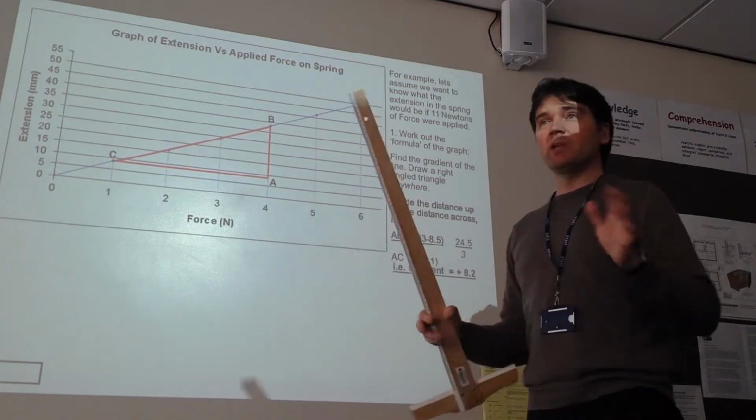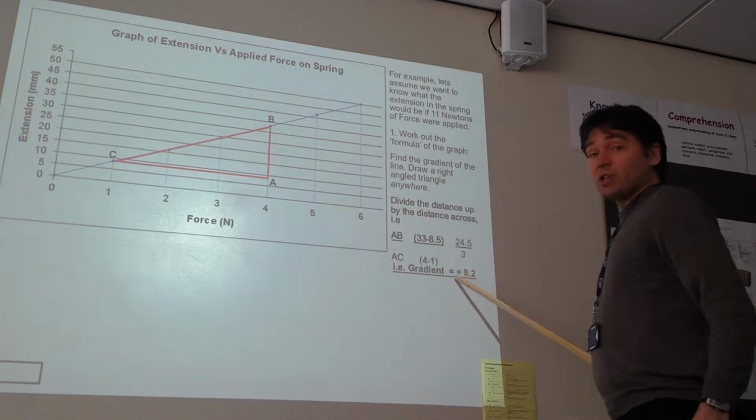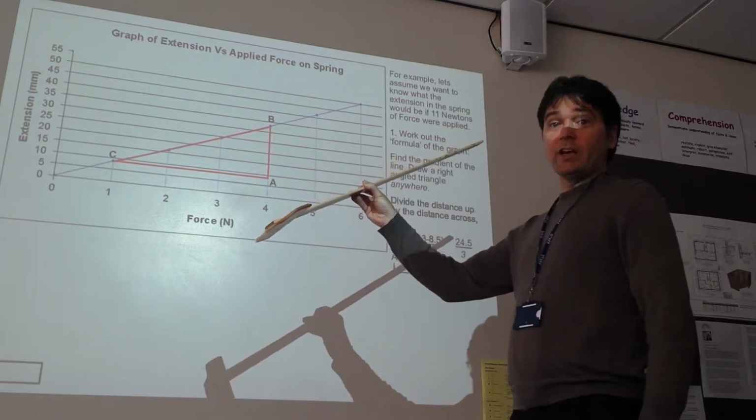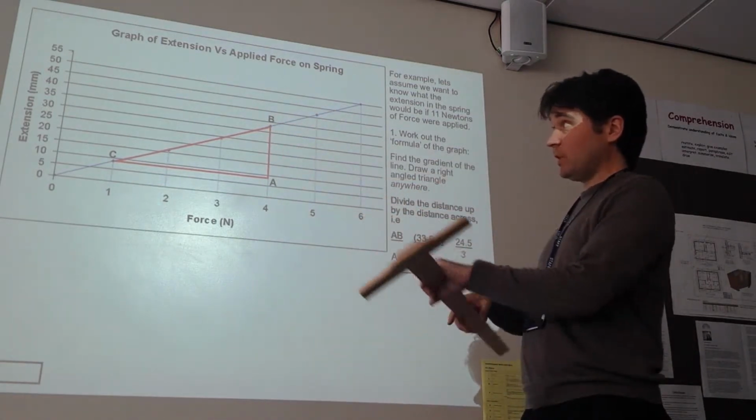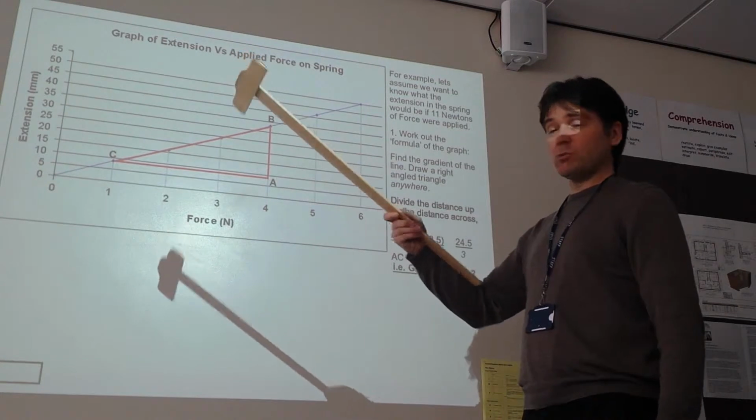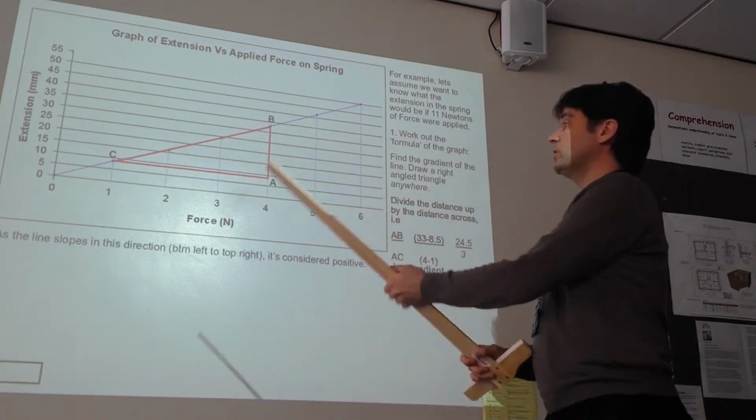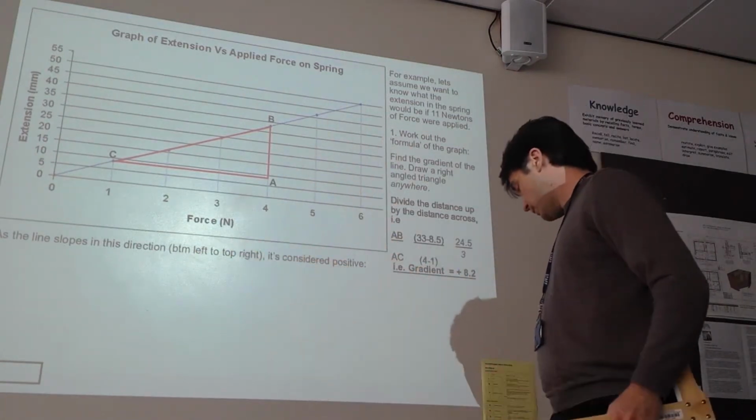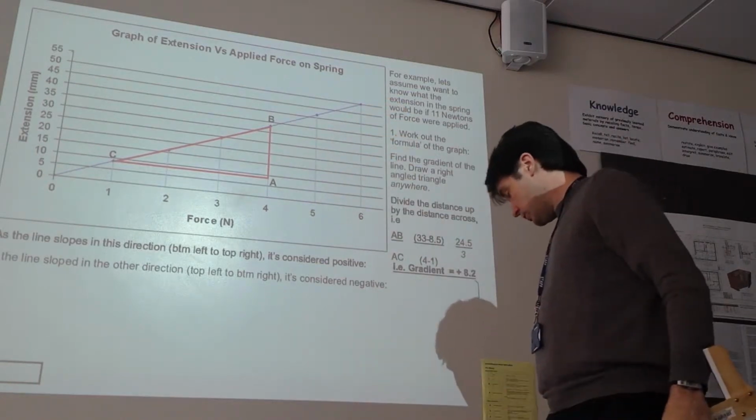It's not 8.2 millimetres, it's just 8.2. And the reason I've shown it with a plus sign in front is because a positive gradient goes that way, and a negative gradient goes that way. So if this said minus 8.2, if the line was going that way, we'd show it this way with a negative sign. I've just captured that here with this sentence. As the line slopes in this direction, it's positive. And then if the line slopes in the opposite direction, of course, it's negative.